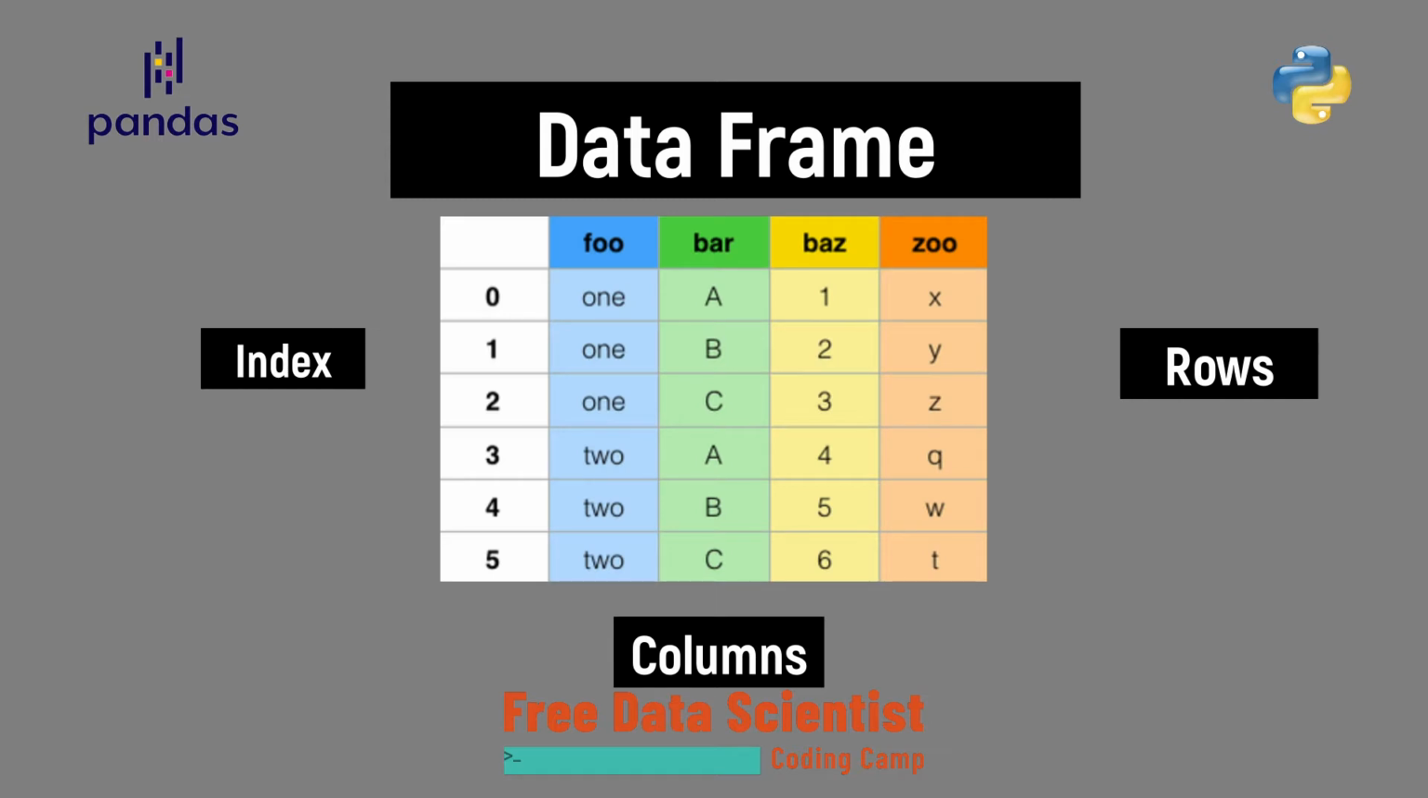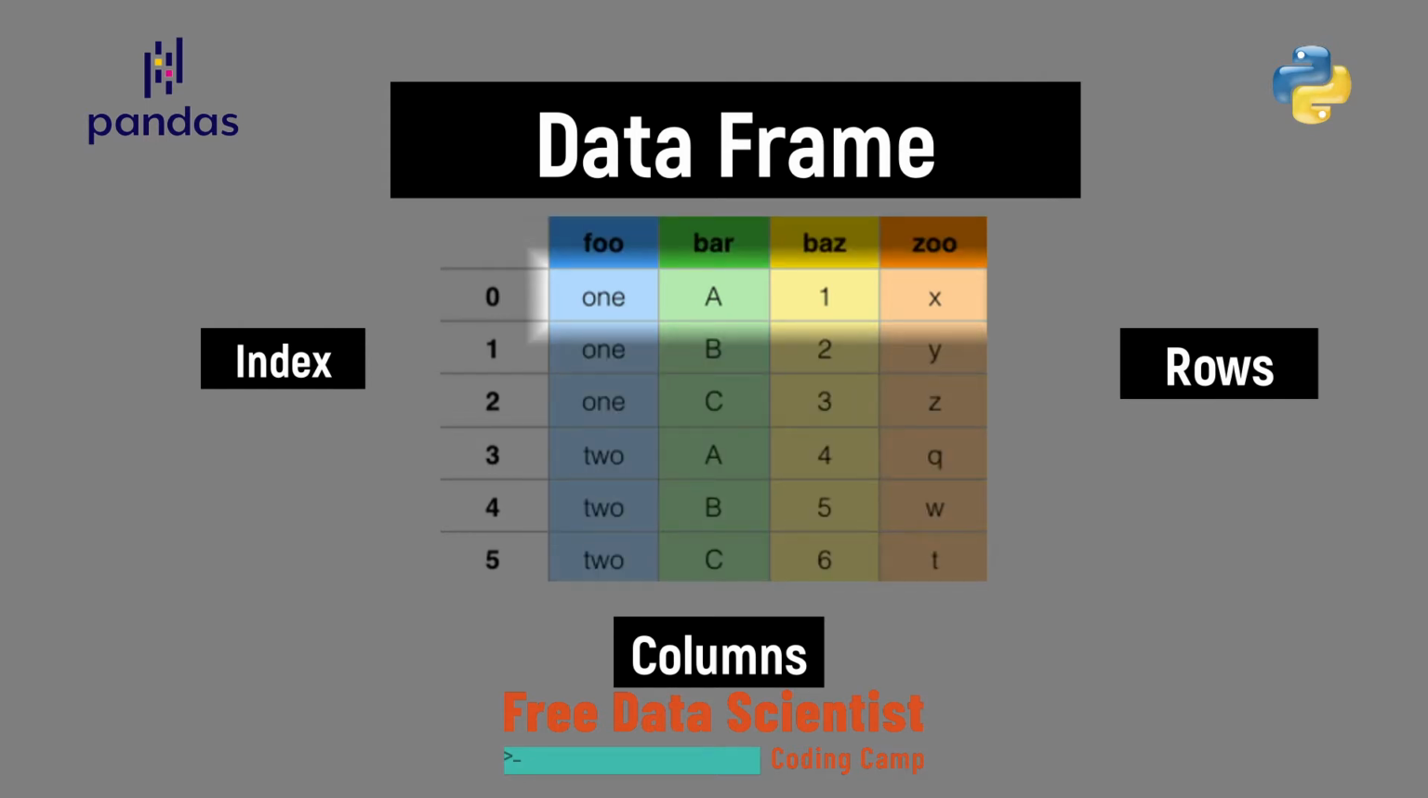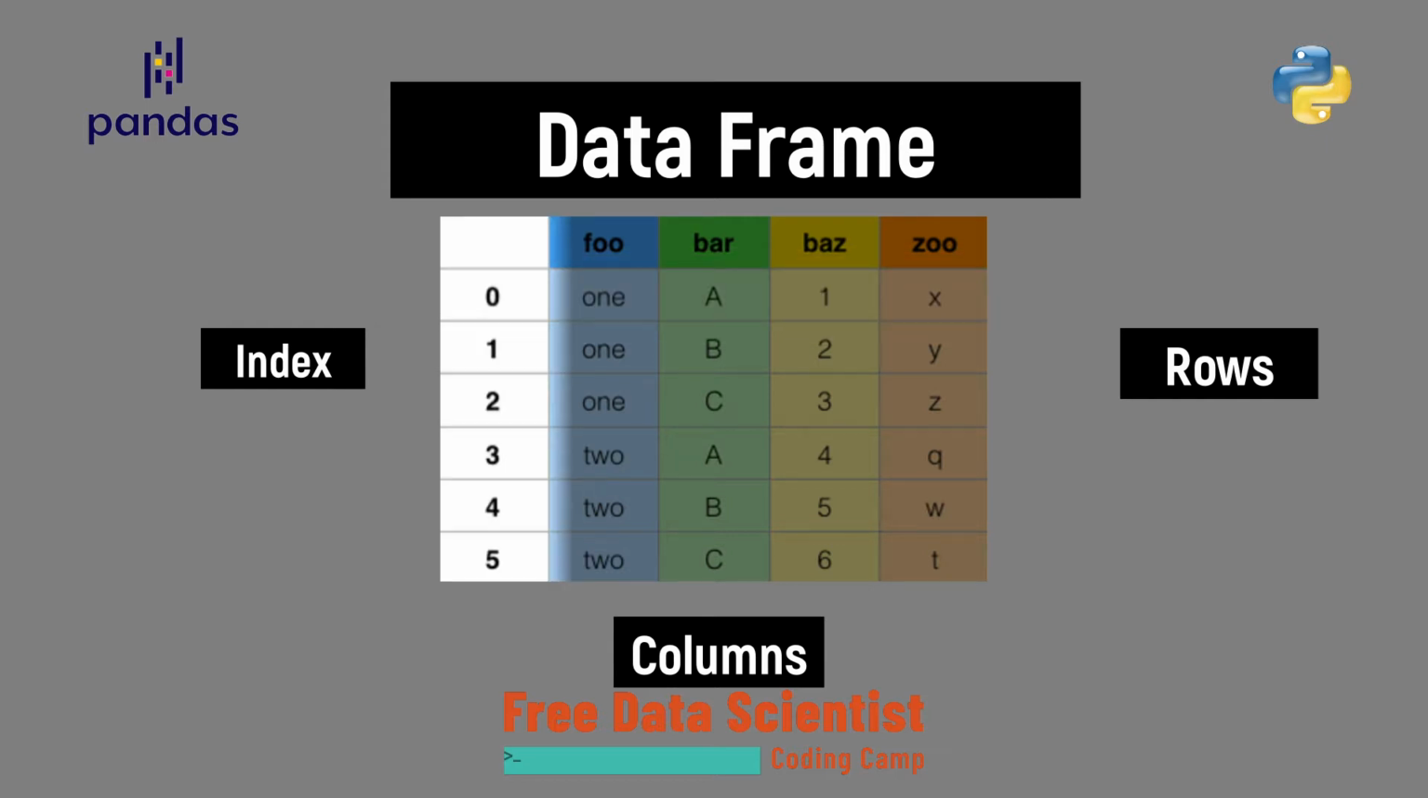In this example, we can see a classic data frame structure. It contains columns, which in this case are named foo, bar, baz, su, rows with the name 1, a, 1, x, and an index with the values 0, 1, 2, 3, 4, and 5.